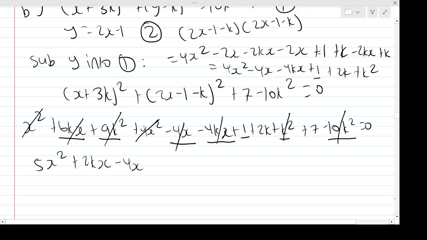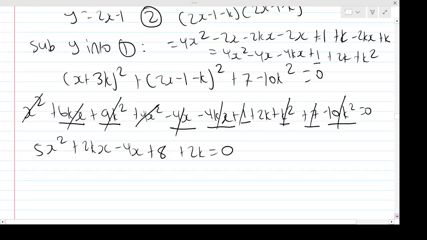Then we have plus 1 here. Then we have 2k there. Oh no, sorry, we have plus 1 and then a plus 7. So that'd be plus 8. Then we cancel that out. Then lastly we have this 2k there on its own. And that's equal to 0. There we are. So that's simplified.